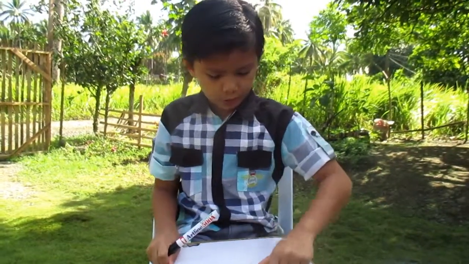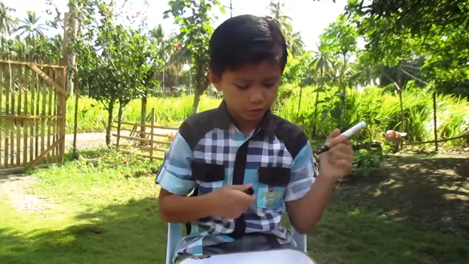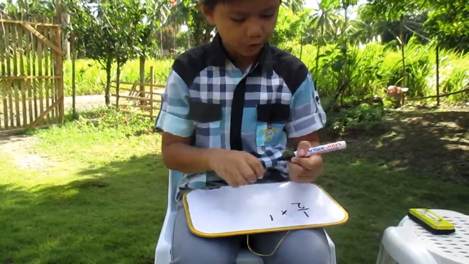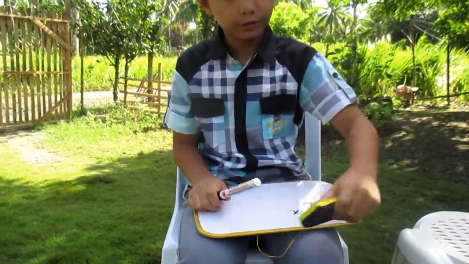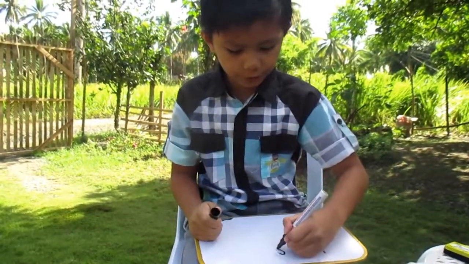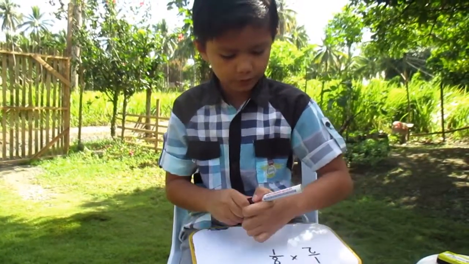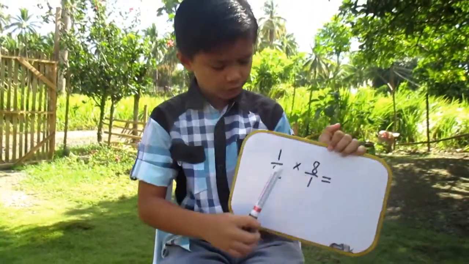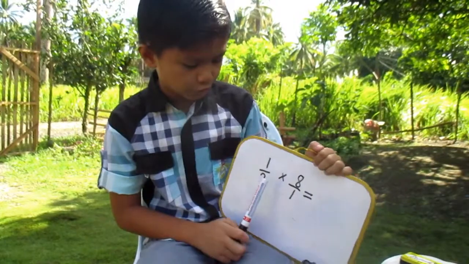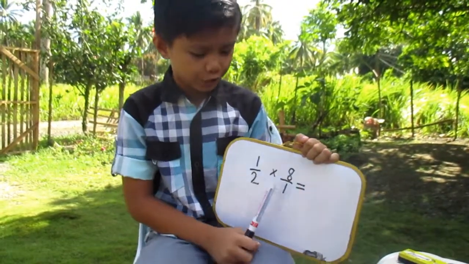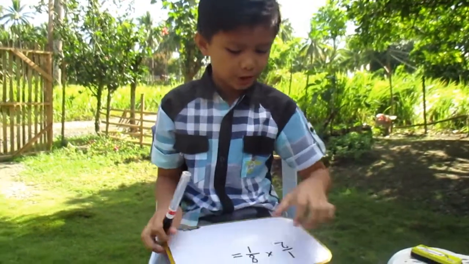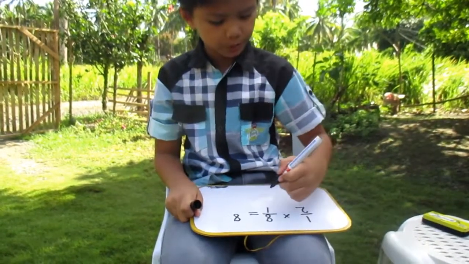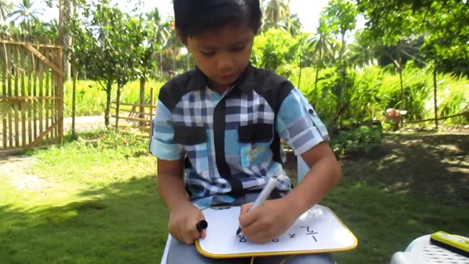So it will become 1/2 times 8 over 1. So now we just need to multiply the fractions. So 1 times 8 equals 8. 2 times 1 equals 2.